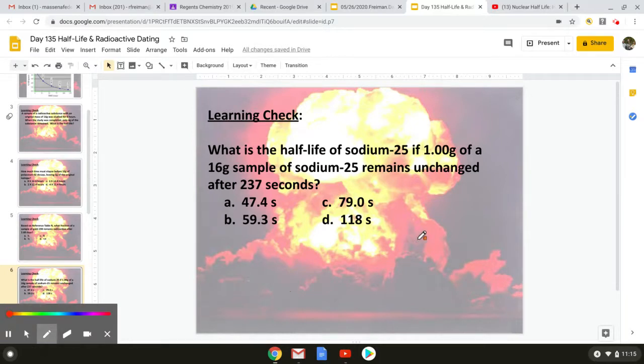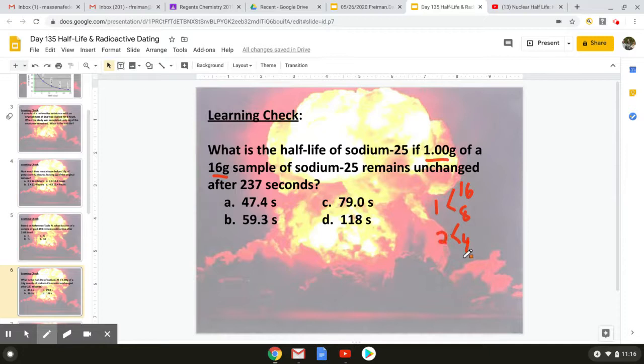All right, you're back. You've solved it. You're a math whiz. So what is the half-life of sodium-25? 1 gram remains unchanged of 16 grams. I've been using the same number just because it's easy to cut in half. So if we start off with 16, what's half of 16? 8. There's 1 half-life. If we cut 8 in half, there's 4. That's 2 half-lives.